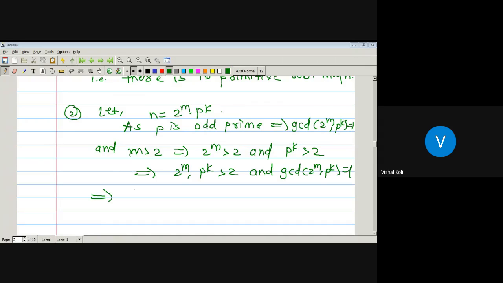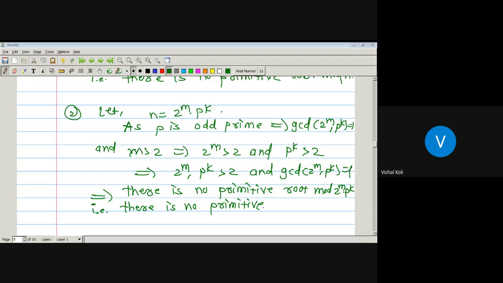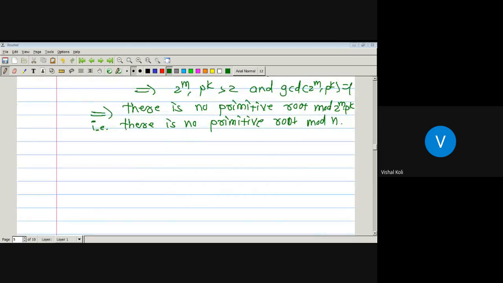Again by that result, there is no primitive root modulo 2 raised to m into p raised to k. That is, there is no primitive root modulo n, since n is nothing but 2 raised to m into p raised to k. Therefore for that case also we have proved there is no primitive root modulo n, hence the required result.